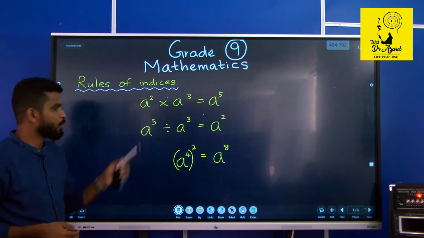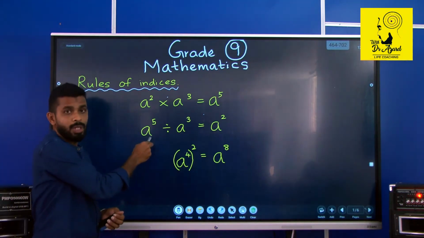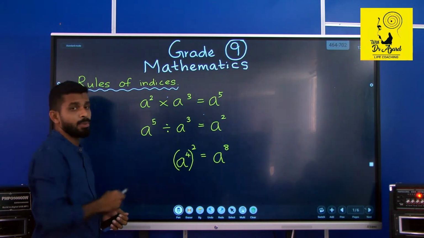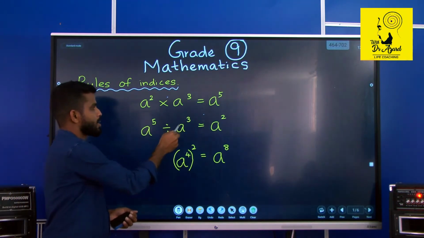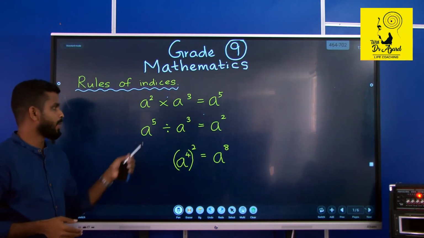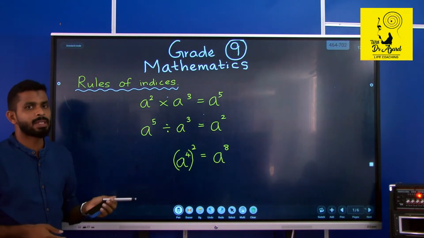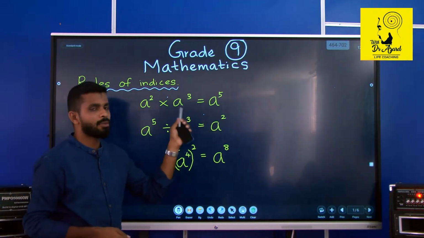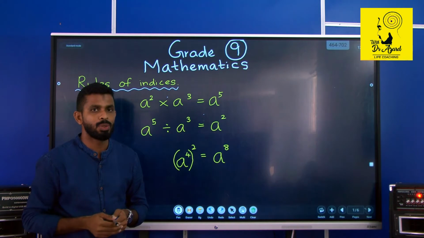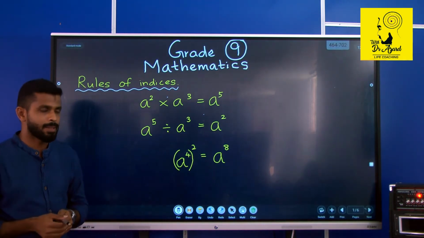Meantime, when you divide the indices, the a remains the same, but the indices would be subtracted. 5 minus 3 becomes 2, a to the power 2. Suppose you are going to divide 3 to the power 5 by 3 to the power 3, the answer would be 3 to the power 5 minus 3, therefore 3 to the power 2. 3 to the power 2 is 3 squared, therefore you will get the answer 9.